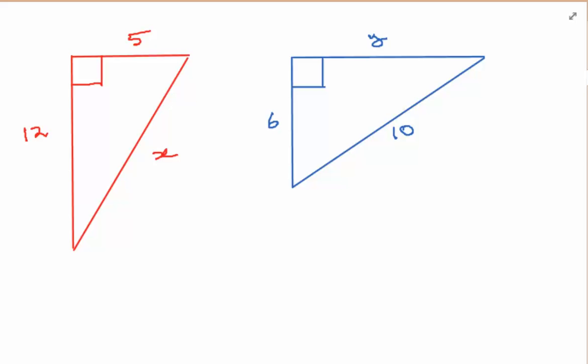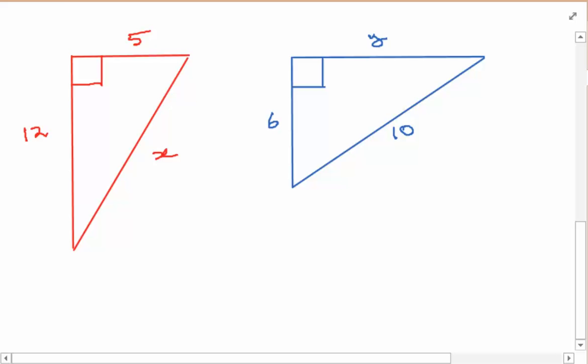So let's now look at some examples and what we're looking for in terms of working. So here, firstly, the first thing you need to do is identify what you're being asked to find. So you're being asked to find x here, which is this length. And you look at the diagram, you can see that that is opposite the right angle. That's your hypotenuse.